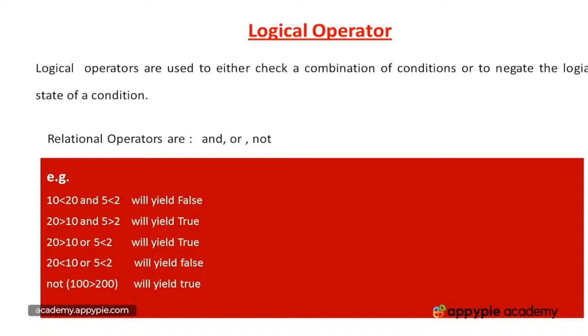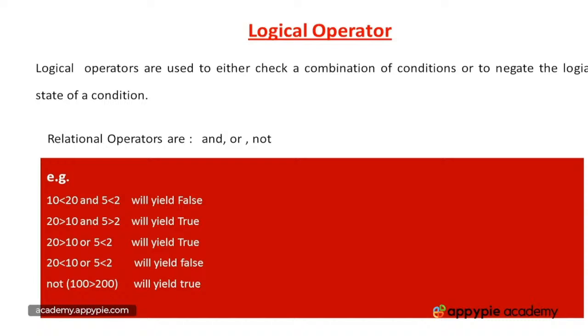Similarly, 20 less than 10 or 5 less than 2. Now in this case, both the conditions are false, right? So because both the conditions are false, the final result is going to be false.